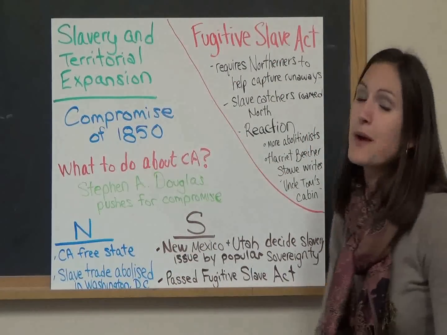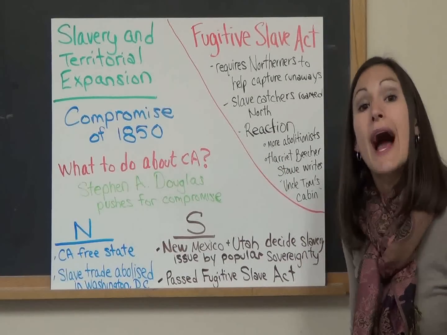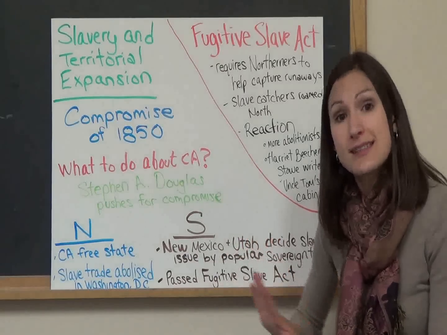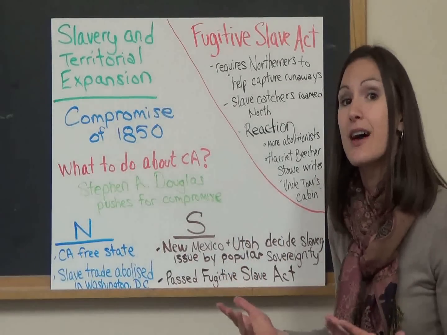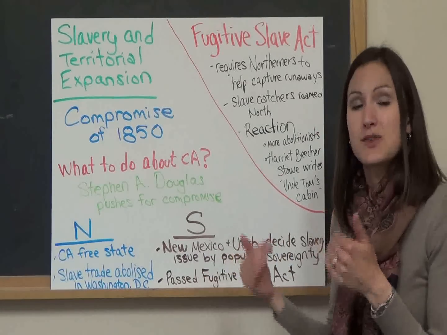We come to the Compromise of 1850. What do we do about California? We have the California Gold Rush, and a lot of people are moving into this area. And enough people were there that you could apply for statehood. The problem is, though, there's no other state that's ready to enter.